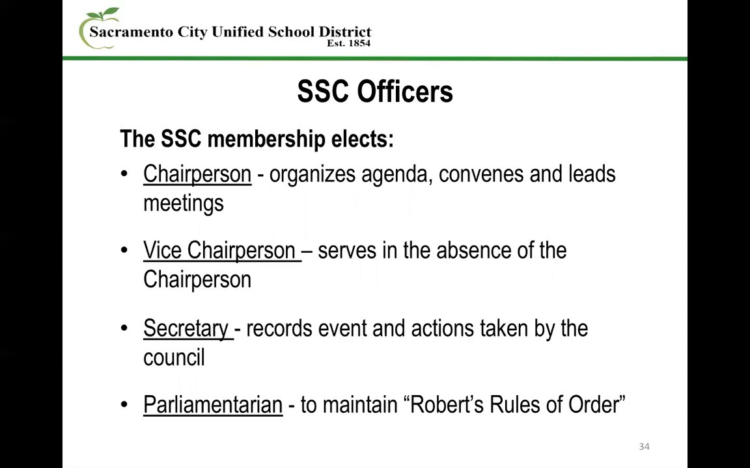And a parliamentarian. The parliamentarian's job is to maintain the Roberts Rules of Order, to assist the chairperson in running that meeting, and also to be knowledgeable of the bylaws of the council in case there's need for reference.